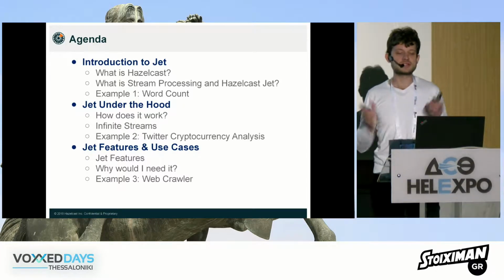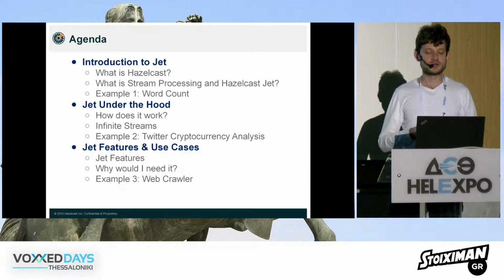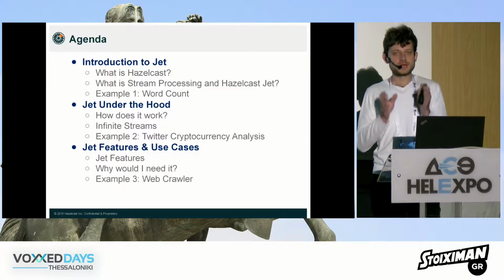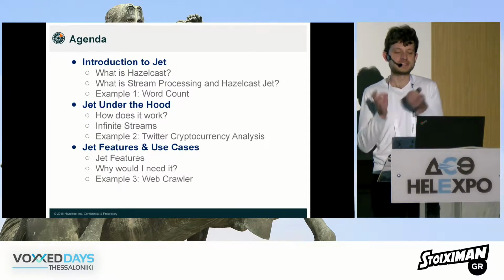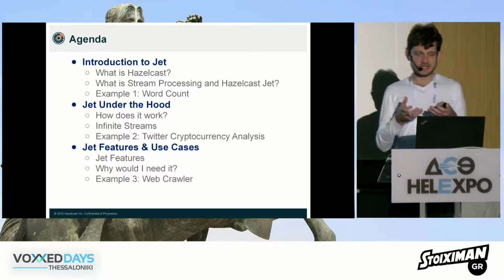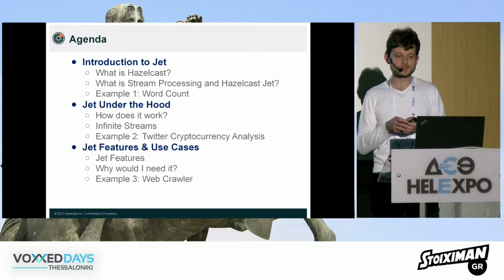Second, we'll go slightly deeper to understand how Hazelcast Jet works internally, and we'll close with an example of an infinite stream and with an application that reads tweets from Twitter on the fly and outputs the sentiments about cryptocurrencies. Like a sentiment is if people generally write good things about Bitcoin or bad things.